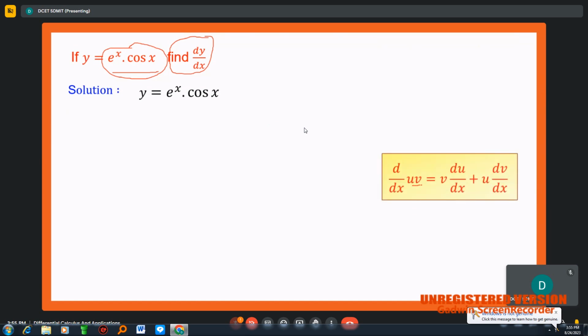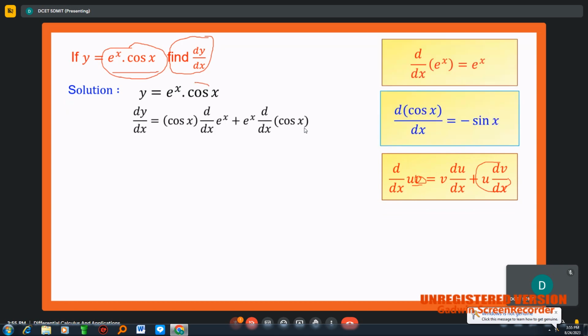Differentiation of u into v with respect to x. Here I will take v as constant, the second term is kept constant, differentiation of the first term, plus u, the second term is kept, the first term is kept constant, differentiation of the second term. Okay, or we can do like this also.